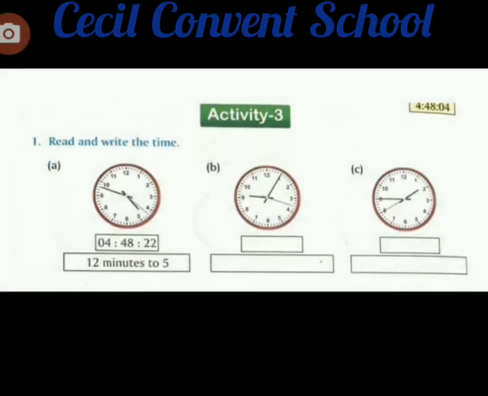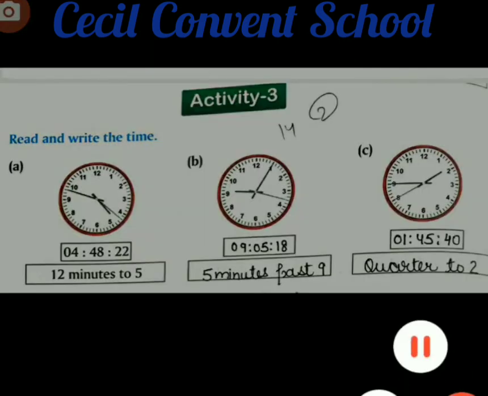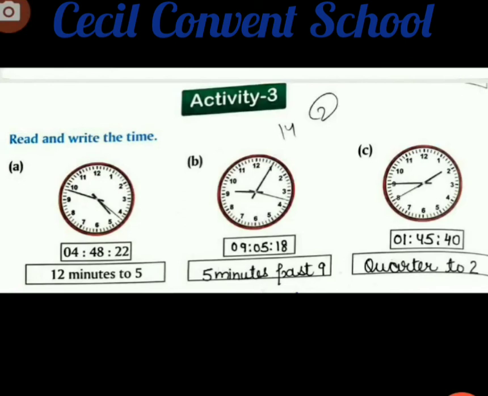Clear? So B part, see the B part. The small hand is between 9, so we write 9, and after that the bigger hand is on 5. So we write 9, 5, and then we see the second. It is on 18. So the time will be 5 minutes past 9. Clear? Similarly, we do C part. C part, student, you have to try by yourself.